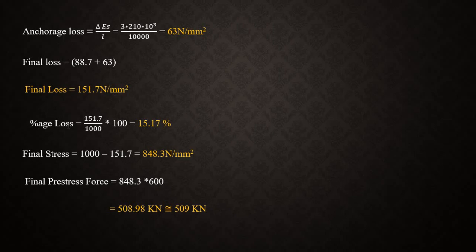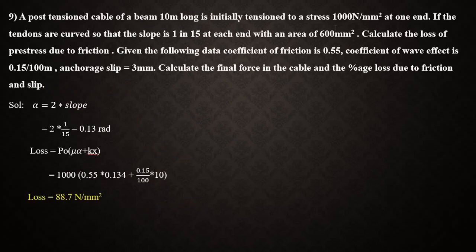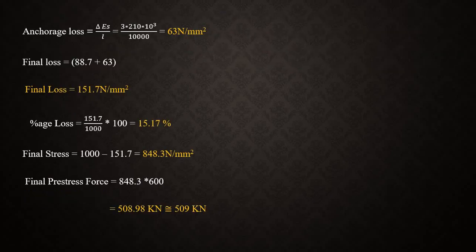Next is percentage loss. Whatever loss we have got is in terms of stress. But if we want it in percentage, we can calculate it like this: total loss 151.7 by 1000 into 100. Here this 1000 is the initial stress. Check the question, the initial stress is 1000 Newton per mm square. So total loss by initial stress into 100 will give you 15.17% as the percentage loss.